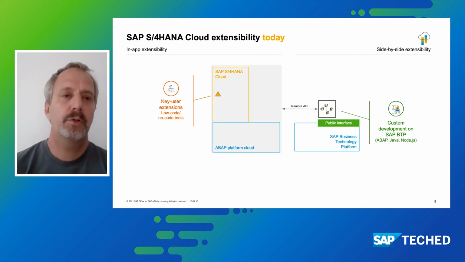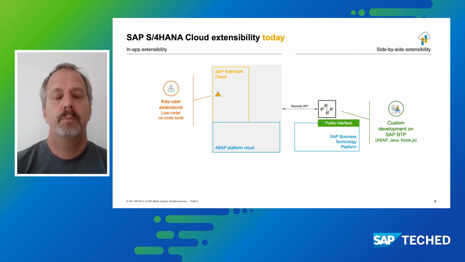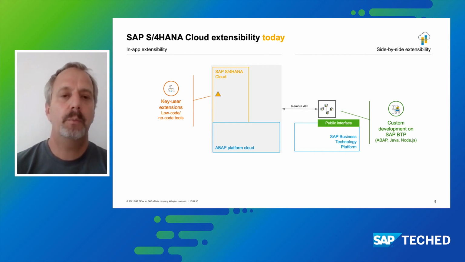We have, first of all, on the left side, in-app extensibility. That means you want to build a really tightly coupled extension, which is part of a Fiori app or which is part of a process or a logical unit of work of SAP. Examples are you want to add a field to a Fiori app, you want to add a certain check in the process, you want to build an application which is sitting on top of the data of S/4 which you don't want to replicate. So you really want to run this extension in or on S/4HANA Cloud.